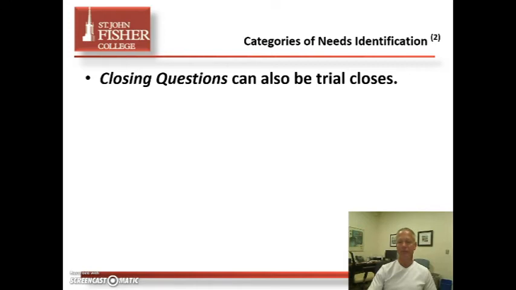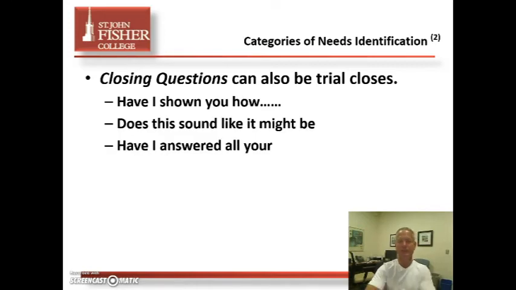And then finally, closing questions can also be trial closes. Have I shown you how? Oftentimes, does it sound like this might be something that you're interested in? These are closing questions. Have I answered all your questions? Can you see how this would solve your needs? Can you see how this would take care of the problem that you are having? If you get a yes on these, and again, closing questions are oftentimes closed questions, then the next thing would be to close. Well, then can I place an order? So closing questions set up the close.